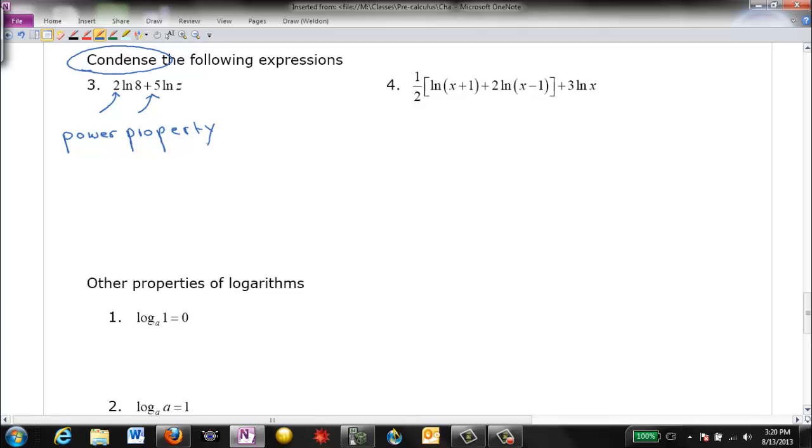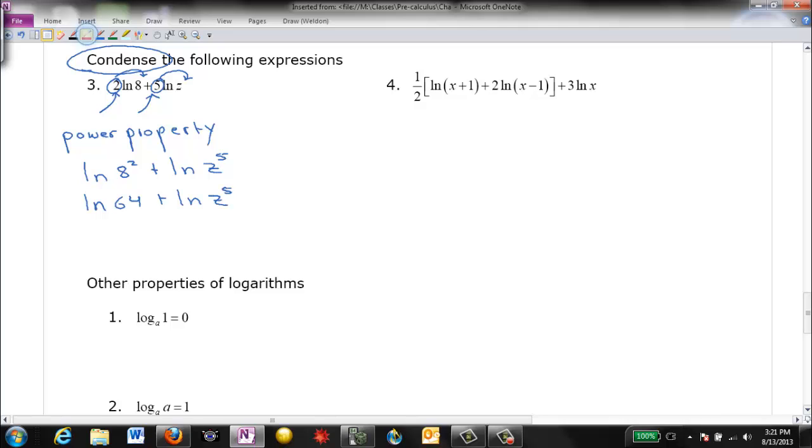okay. So I'm going to take this 2 and I'm going to put it back up here on the 8. And I'm going to take this 5 and I'm going to put it back up here on the z. So now I have the natural log of 8 squared plus the natural log of z to the 5th power. Okay. All right, that's wonderful. So the natural log of 8 squared I can say is the same thing as the natural log of 64, right? Because 8 squared is 64, plus the natural log of z to the 5th.